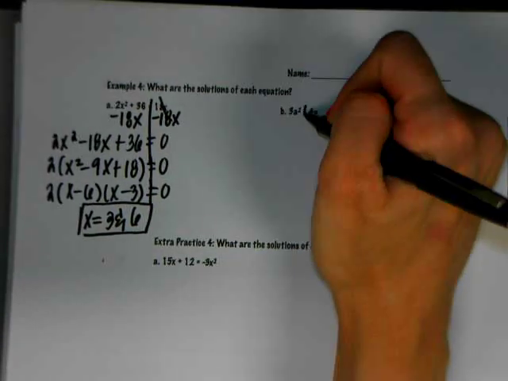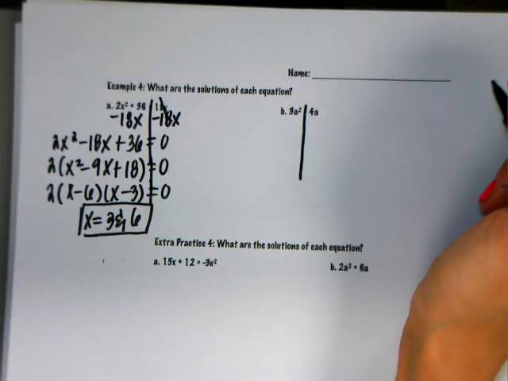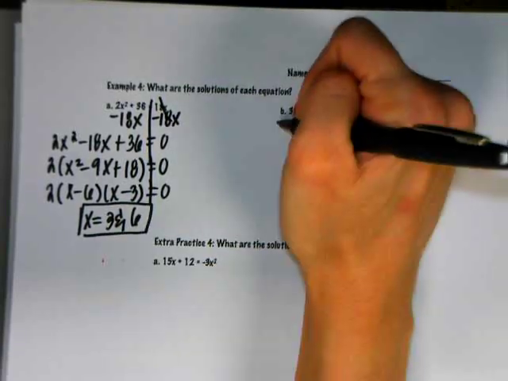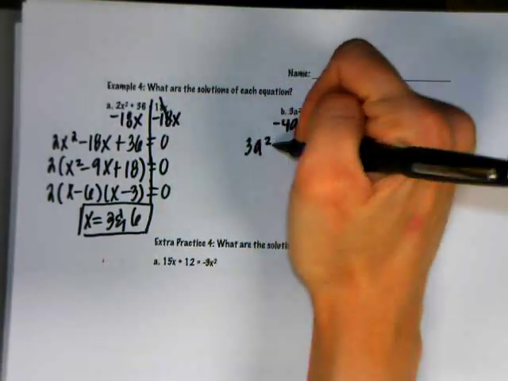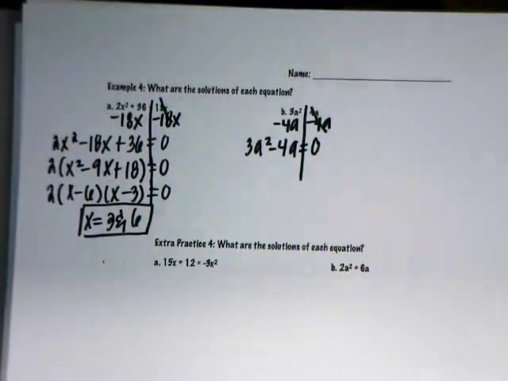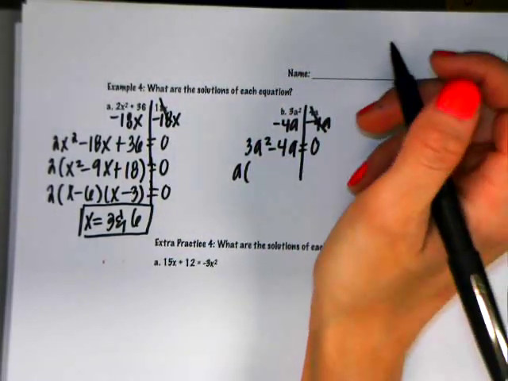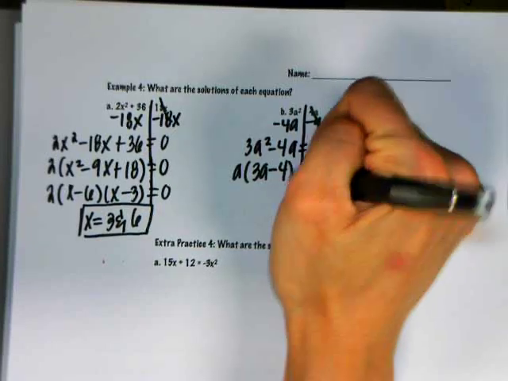All right, what am I going to do on B? Divide by 4. You have to make it equal 0, so minus 4a. Yeah, minus 4a. So you're going to get 3a squared minus 4a equals 0. Okay, is there a GCF? Yes, what is it? There is a, yep. And then what's left if I divide out a? 3a minus 4. Yep, 3a minus 4.